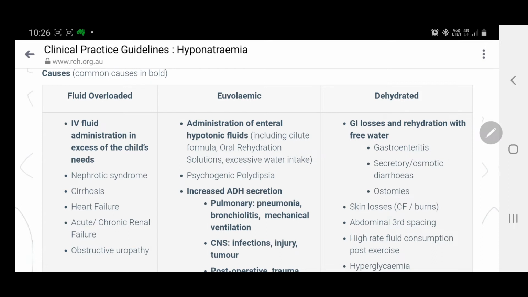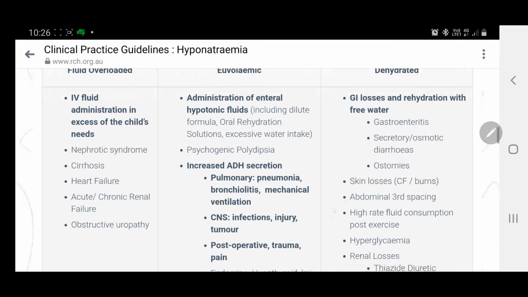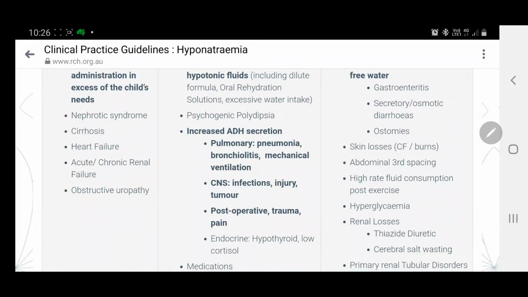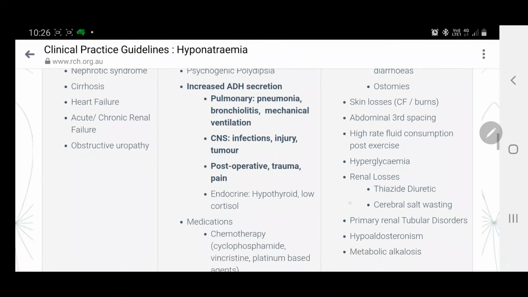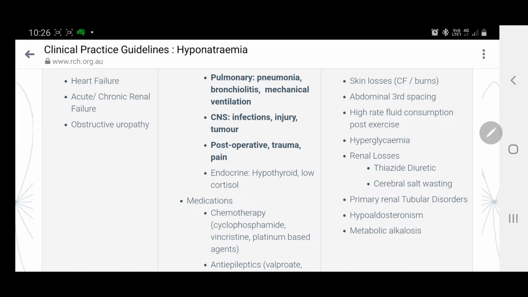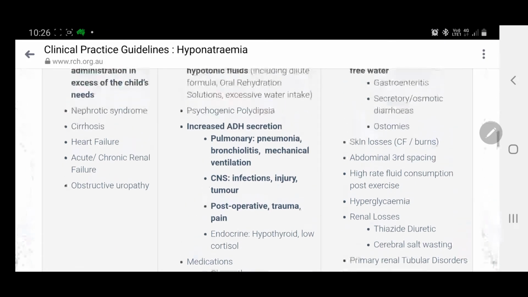dehydration with hyponatremia. Skin losses, as in cystic fibrosis and burns, abdominal third spacing, high rate fluid consumption post-exercise, hyperglycemia, renal losses such as thiazide diuretics and cerebral salt wasting, primary renal tubular disorders, and hypoaldosteronism and metabolic alkalosis. So this is just an overview. If you need any topic explained in detail, please leave a comment below.